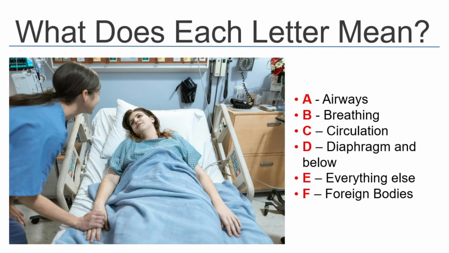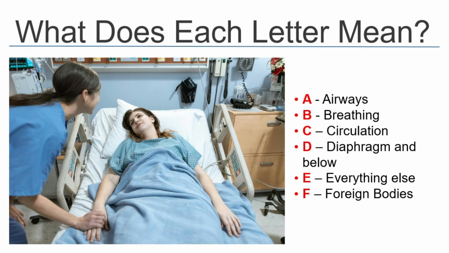What does each letter mean in ABCDEF? A is for airways, looking at the trachea, for example. B is for breathing, looking at the lungs and the pleural space itself. C is for circulation, so looking at the heart and vessels. D is for the diaphragm, and E is for everything else, which includes bones, so for example the shoulder girdle and the clavicles, looking at the soft tissues. And F is for foreign bodies, so these could be pacemakers, these could be artifacts on the patient's clothing.